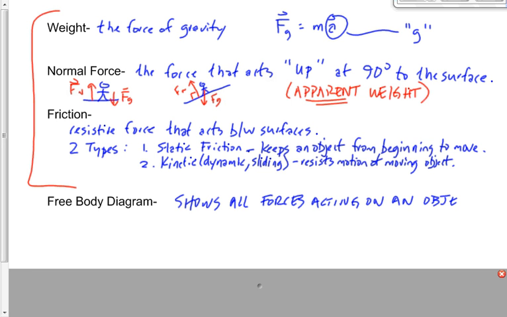So on Leah's desk, for instance, it would show gravity acting down. It would show the normal force acting up. If I was pushing her desk, it would show the force applied by me. It would show the force of friction that counters my force. It would show all of the forces that act on Leah's desk. It's not a force in itself. It just represents all of the other forces that are acting on it.